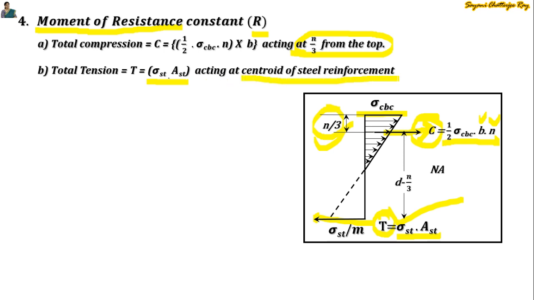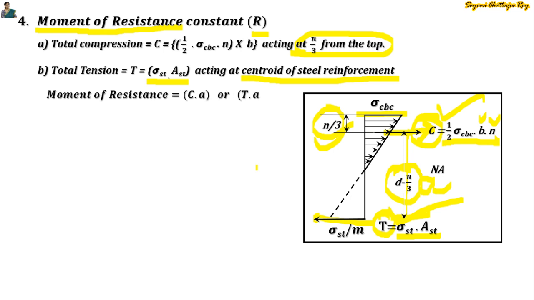Now the moment of resistance equals this compressive force multiplied by this distance. This distance is nothing but the lever arm, that is a, which is equals to d minus n by 3. So moment of resistance will be equal to C into a, or this tension multiplied by this lever arm, that is d minus n by 3. So moment of resistance equals to C into a or T into a, that is tension into lever arm.